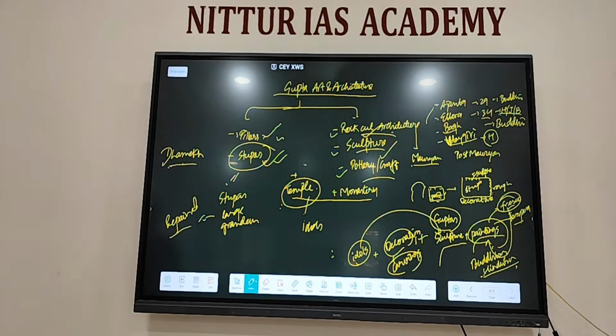Emergence of cave temple, beautiful sculptures and mural paintings, decorated pillars and carved doorway.